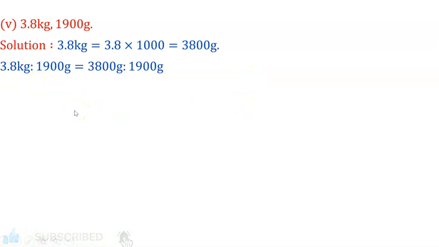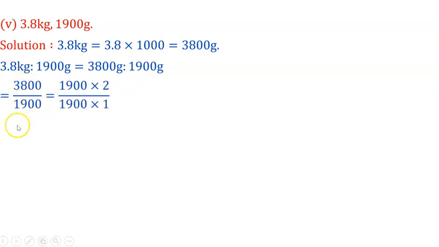Okay. Next, the required ratio, that is 3.8 kilogram as to 1900 gram, is equal to 3800 gram as to 1900. Therefore, 3800 upon 1900, here these two zeros get cancelled. You will get, or you can write it like this, 1900 into 2 upon 1900 into 1. 1900 gets cancelled. You will get the ratio 2 upon 1, that is 2:1.